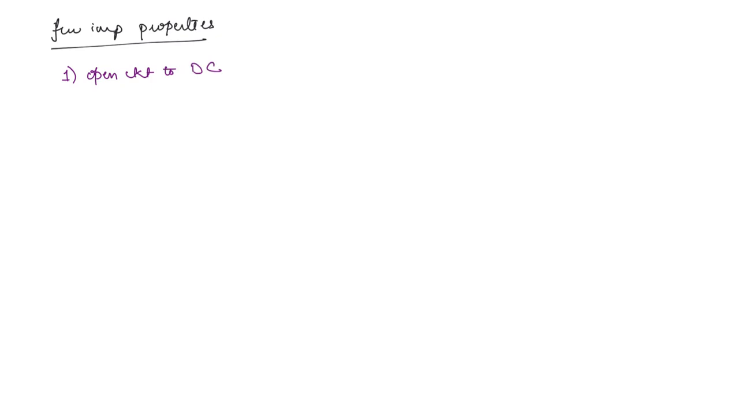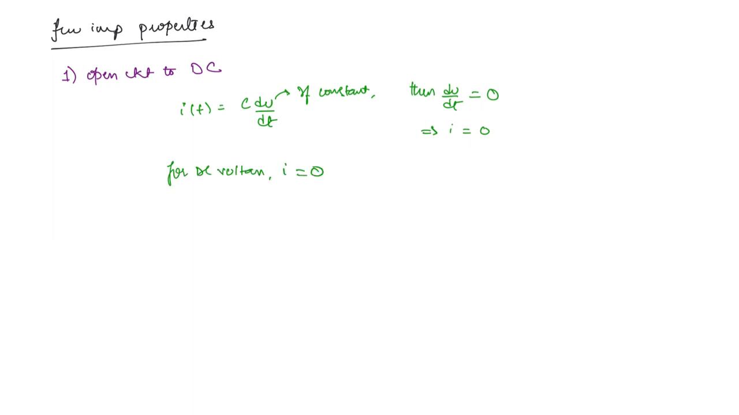Okay. So, because we know that I of t, the current through a capacitor, is equal to C dV by dt. So, that means if this is constant, then what will be dV by dt? It will be 0. That means I is equal to 0. Okay. So, for DC voltage, current is equal to 0. So, this is what we call as the open circuit condition.